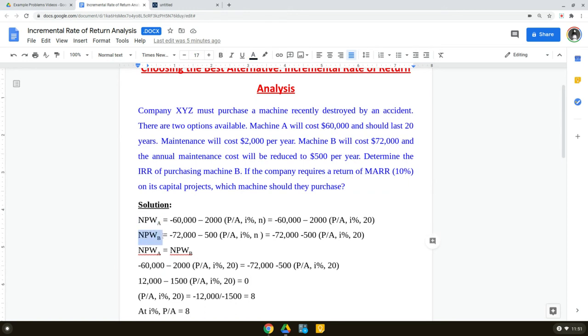We need to equate them. So here is that formula or that expression. Net present worth of A is equal to net present worth of B, and then we can write these expressions instead of NPWA. So here is the left hand side, minus 60,000 minus 2,000 times P given A, and for NPWB we have this expression that we are going to write here, minus 72,000 minus 500, and that, right?